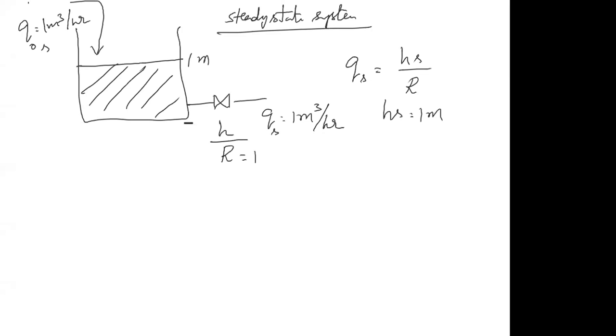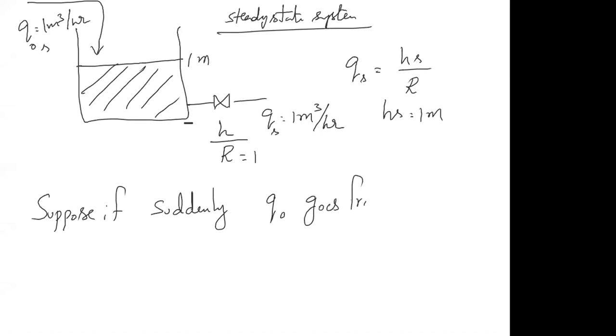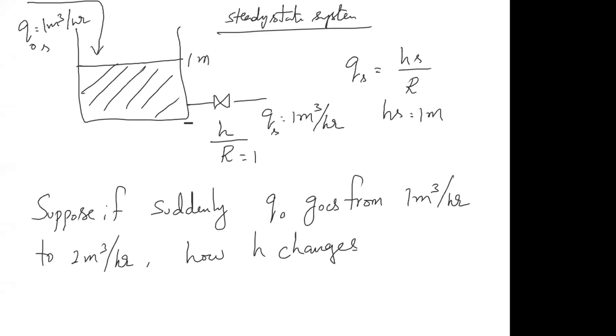Now somebody asked me a question. Suppose suddenly Q naught goes from 1 meter cube per hour to 2 meter cube per hour. Suddenly, how does H change? What is the dynamics of height?